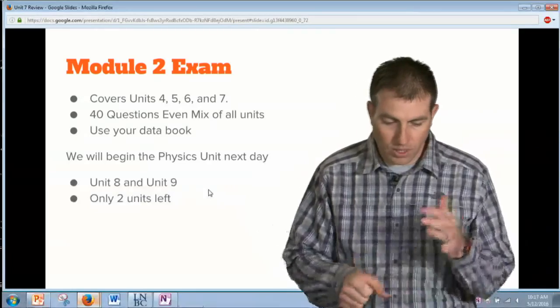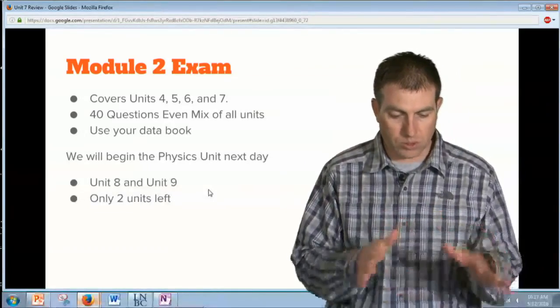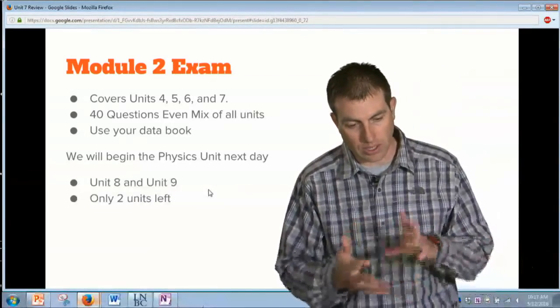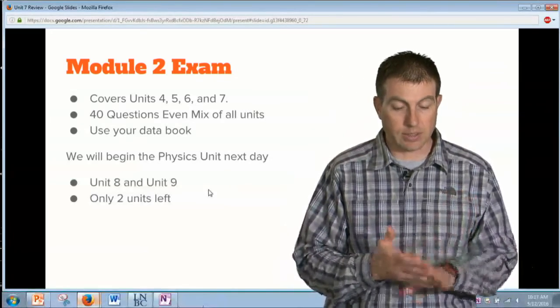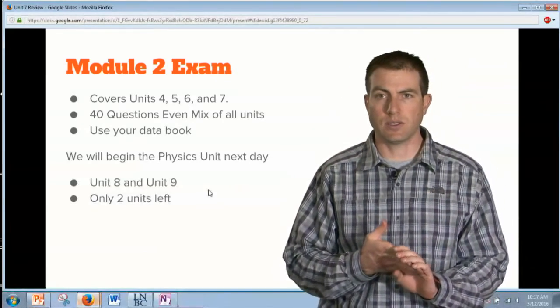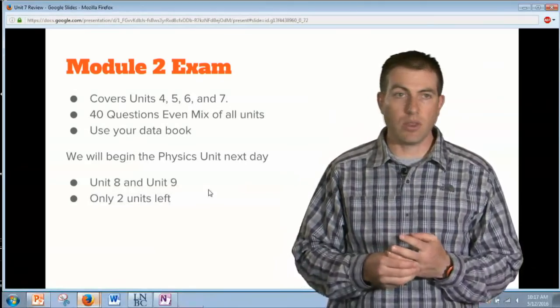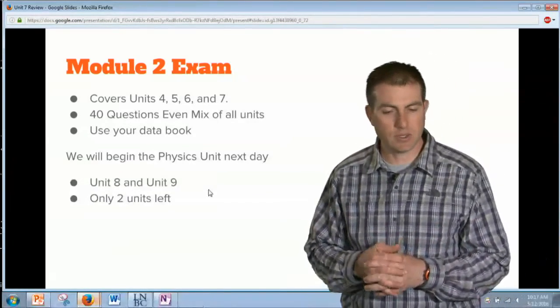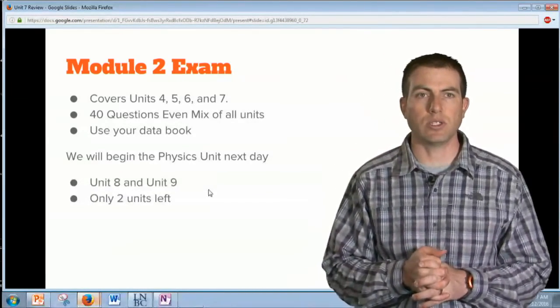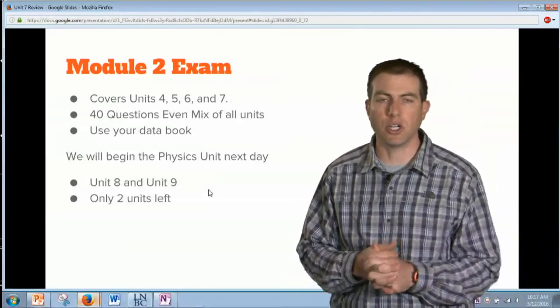So once you're done Units 4, 5, 6, and 7, you can write that test. They are the same questions from the test bank from the chapter tests, so there's a good chance you'll see some of the same questions you've probably done already, for sure.